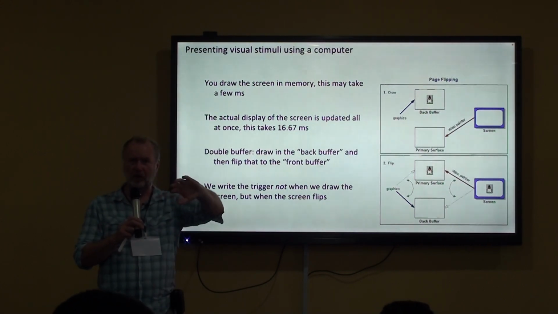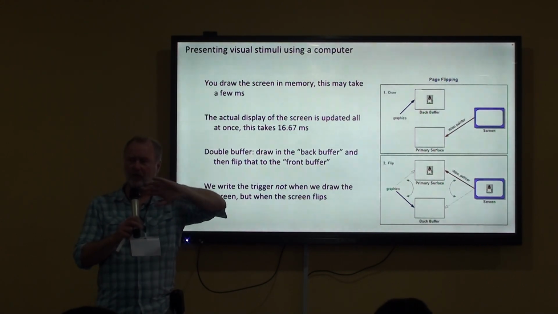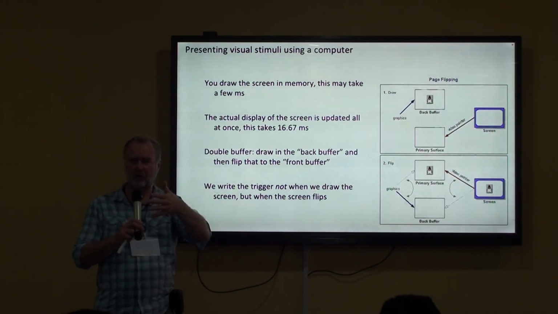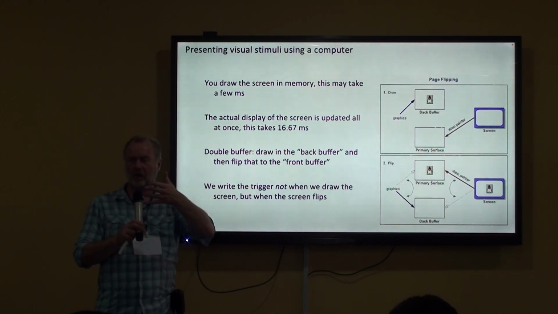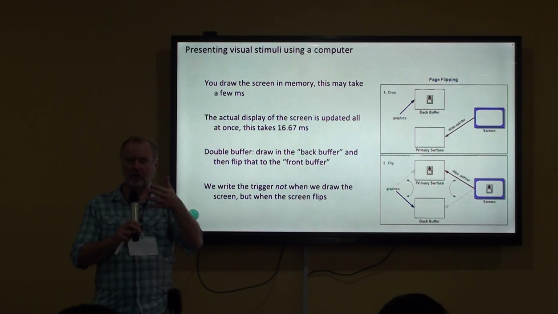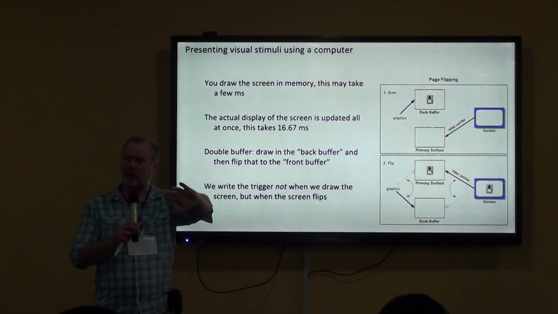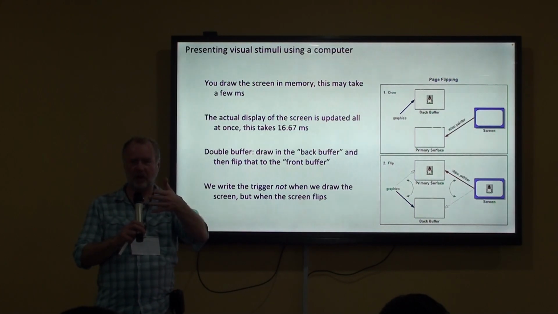So what we can say is that we have one picture in memory, and that picture in memory then all of a sudden becomes the picture that we see. And that is what we call flipping. So we have one invisible screen in the background, and we have a visible screen in the foreground. We draw on the invisible screen, and then we flip it, and then it becomes visible.